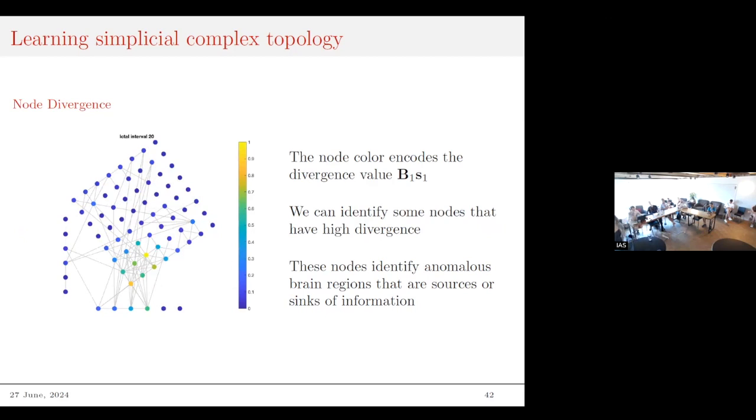And also in the ictal phase, we can see that in this node here, we have a high divergence. Maybe these nodes are sources or sinks of information. Something is happening in this brain region. Okay.